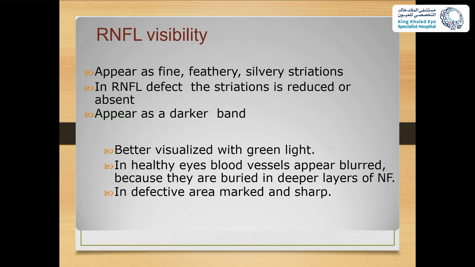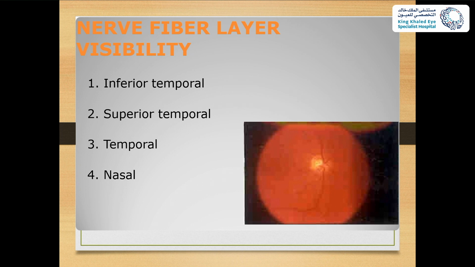The retinal nerve fiber layer visibility appears as fine, feathery, silver striation in a normal person. If there is any defect, the striation is reduced or absent, or can appear as a darker band. It is better visualized with green or blue light, red free. In healthy eyes, blood vessels appear blurred because they are buried in the deeper layer of the nerve fiber. In a defective area, a marked and sharp defect of the nerve fiber layer can be seen. Nerve fiber layer defects are most commonly seen in the inferior temporal, superior temporal, and nasal areas, in sequence.